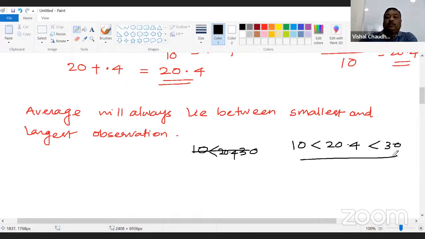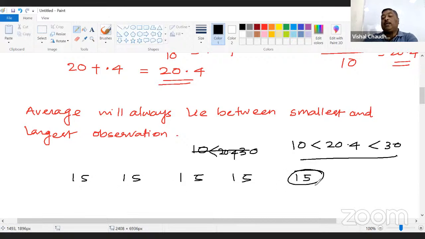Now, understand, please. If all the numbers are the same, let's say I am taking 15, 15, 15, 15, the average will always be 15. If all the numbers are X, my average will also be X. Okay. One more thing.